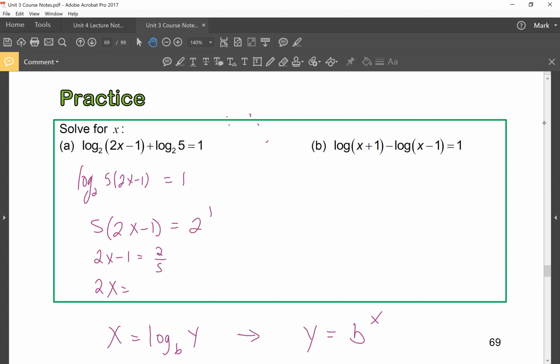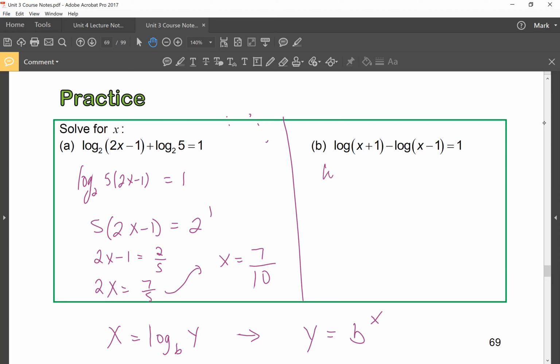So that's 7 over 5. And then finally, we can solve for x. X will be 7 over 10. All right, question B. Put these together.